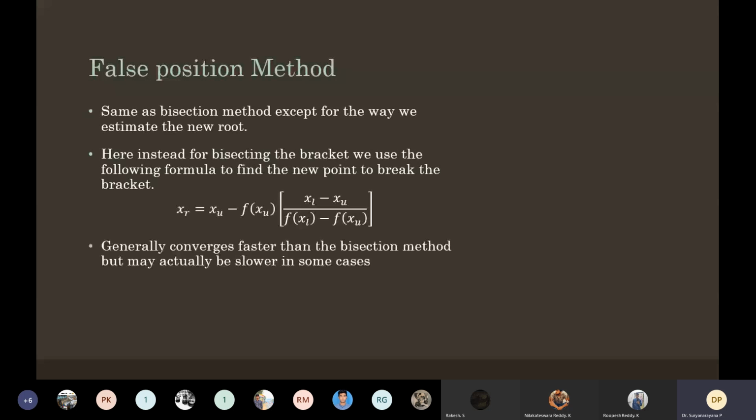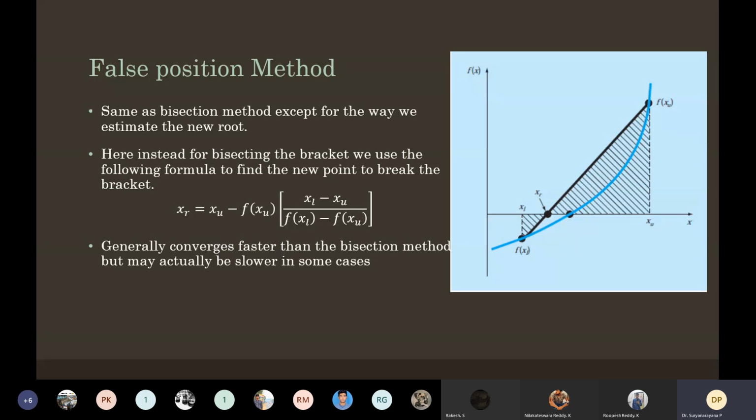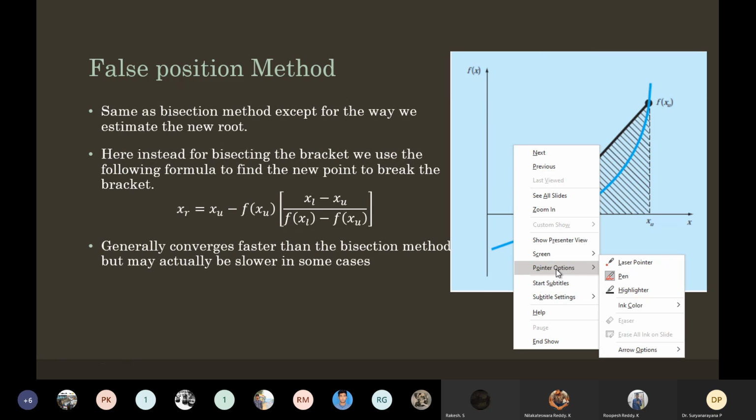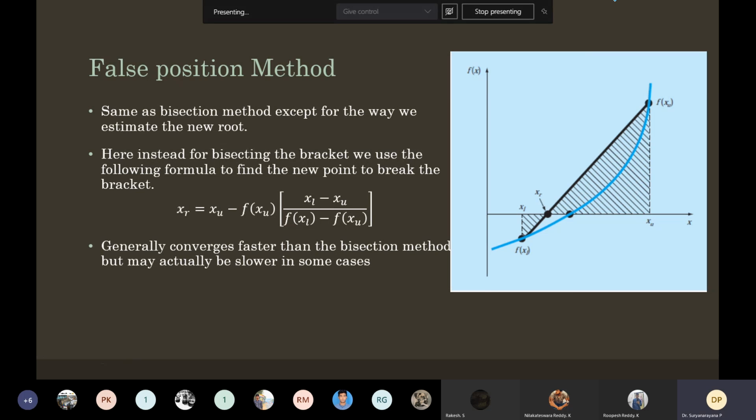Okay. So I think this is where we stopped in the last class. I told you that this is the false position method. Now, same as the bisection method, the only difference is we calculate the root in a different way. We use a different formula to find the new value of the root. And I told you also this is simply an interpolation.